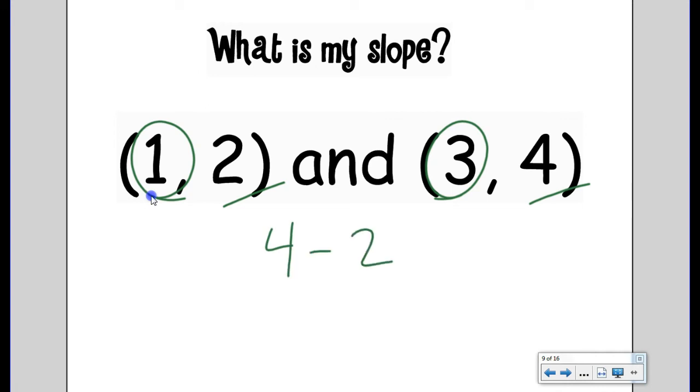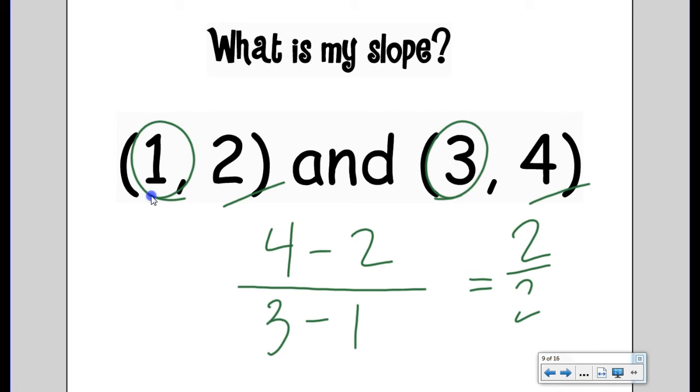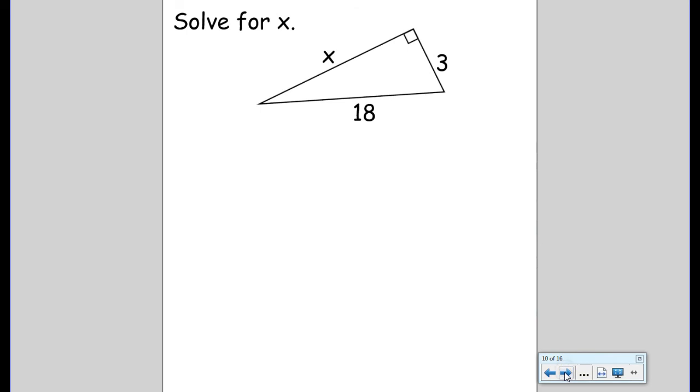Y minus Y. Yes. Underline, minus underline, over X minus X. Y minus Y divided by X minus X. What's 4 minus 2? What's 3 minus 1? You can never write 2 divided by 2 as an answer. You would get it wrong because you didn't reduce it. So 2 divided by 2 is? So the slope of that line is 1. That is the slope.